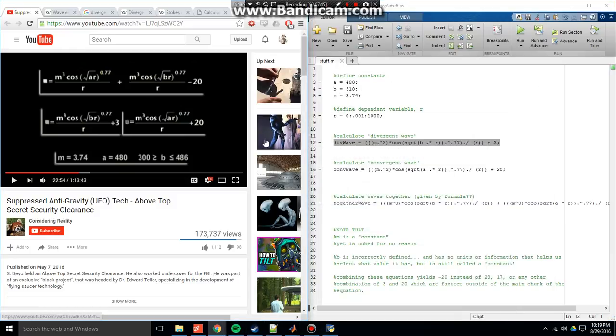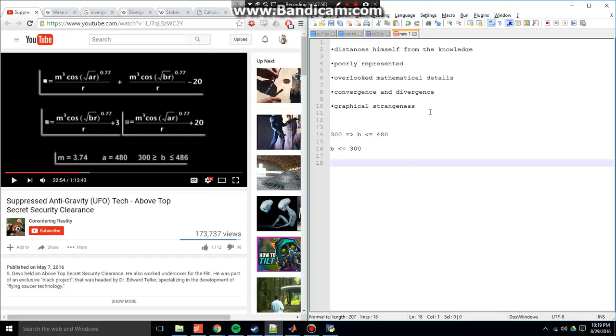So my 4 main points on why I don't think these equations are legitimate at all is because, number 1, he distances himself from knowledge when he says that, you know, I did this, I did that, and then right after he says I did this and I did that, he said that these equations are for people of that bend. And that means that he's not of that bend.